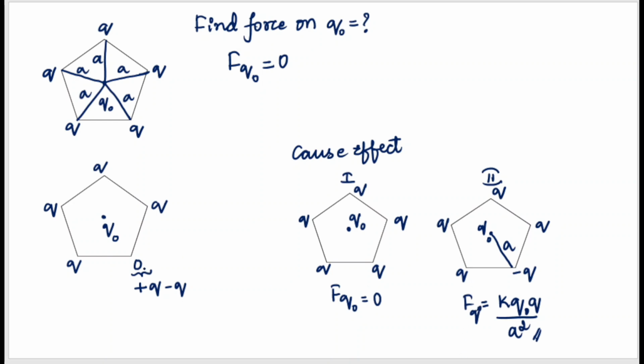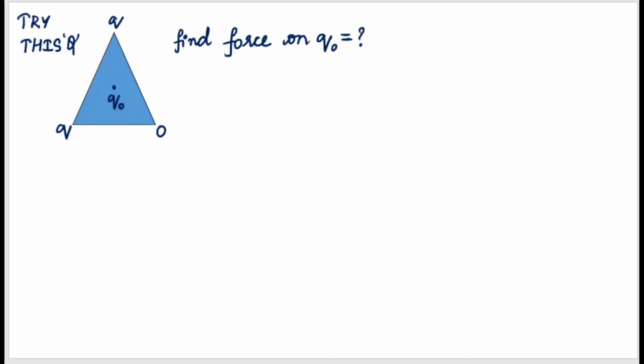Instead of 0, if I keep minus q also, you know how to do. If I keep plus 2q also, you know how to do. If I keep minus 2q also, you are able to do. Right. Yes, I hope everyone is clear. Now let us move on to the next problem.